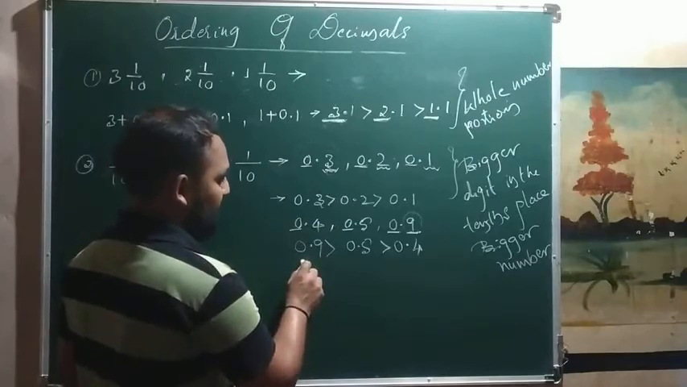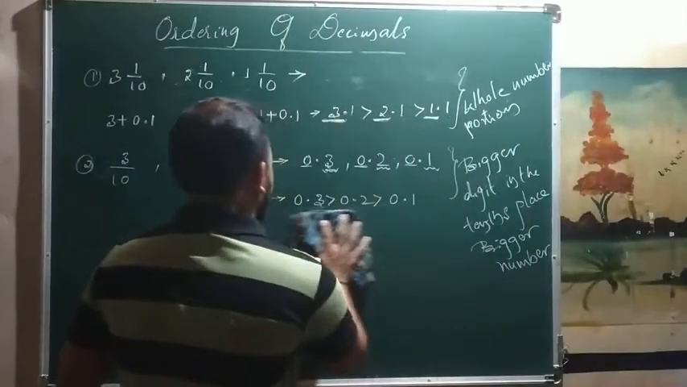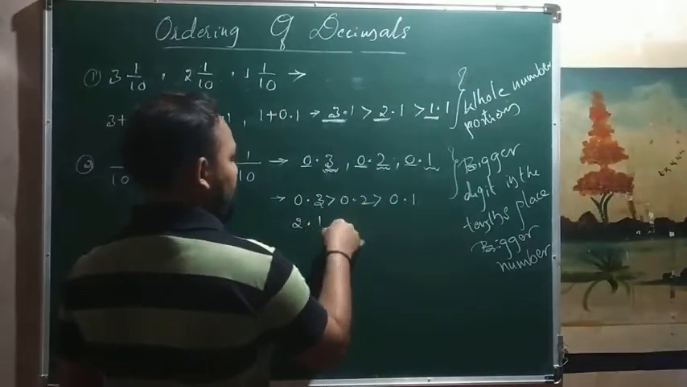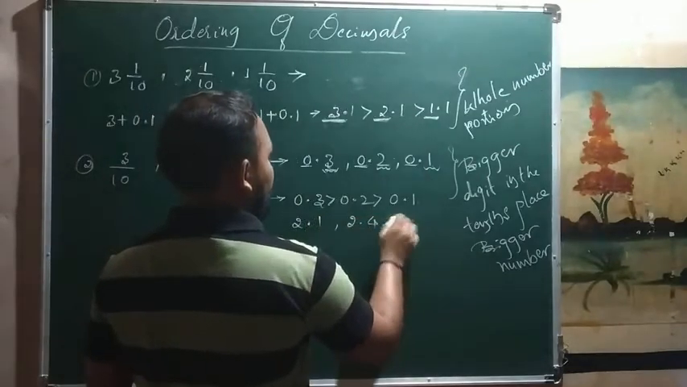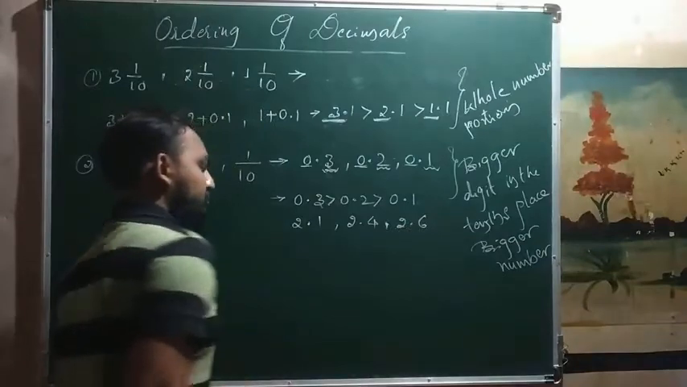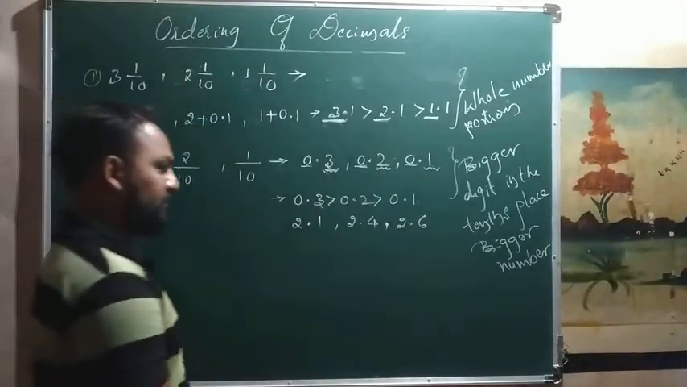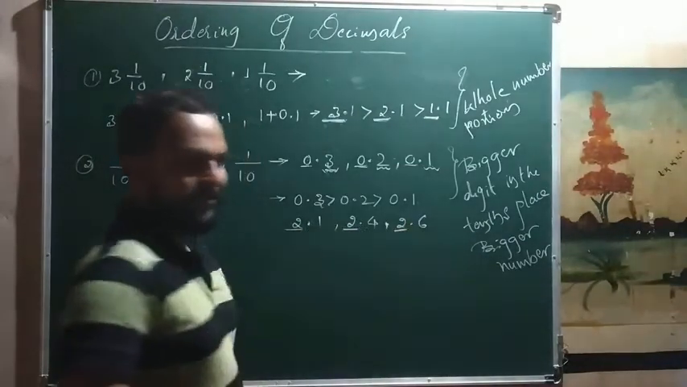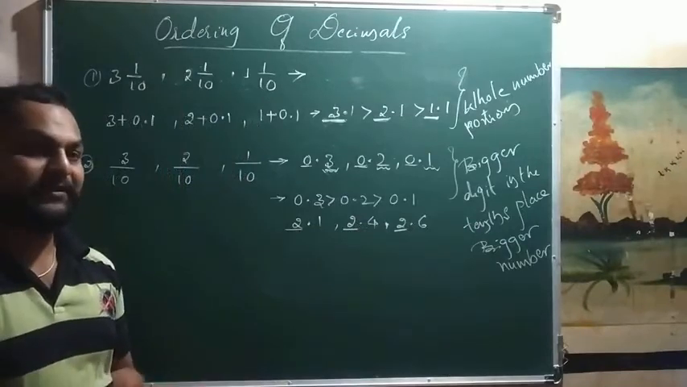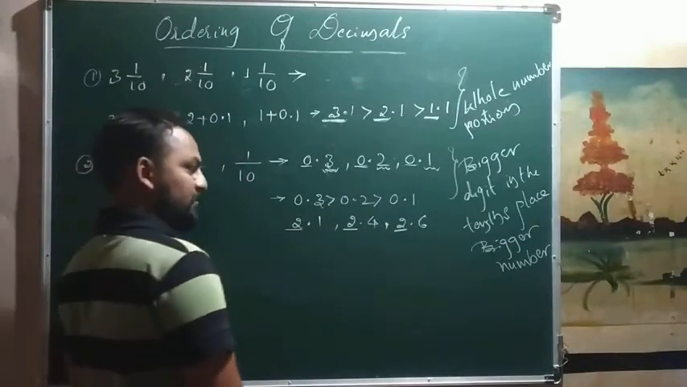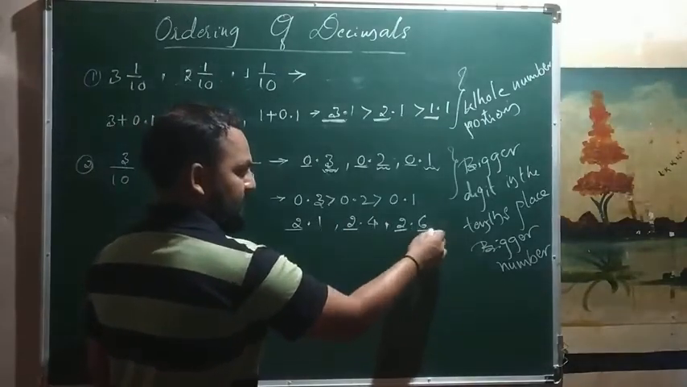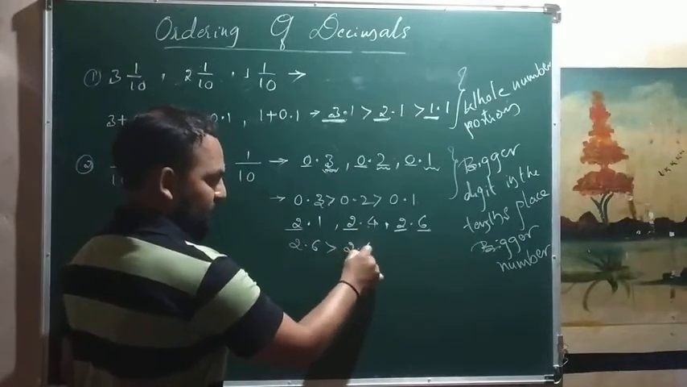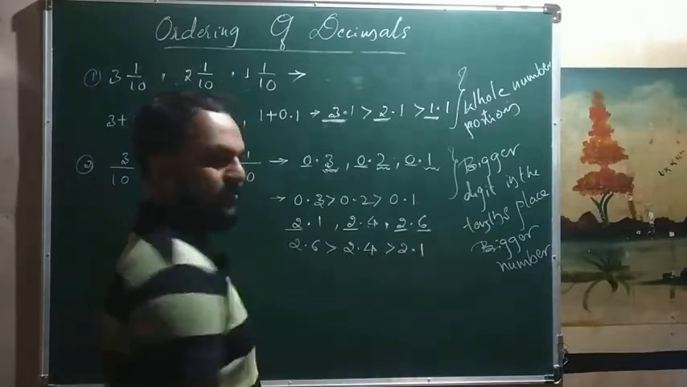Here take another example. 2.1, 2.4, 2.6. Here first compare the whole number portion. The whole number portion is 2, 2, 2. Then if the whole number portions are the same, next compare the tens place value. Which is greater? Here 6 is greater, so 2.6 is greater than 2.4, and 2.4 is greater than 2.1.